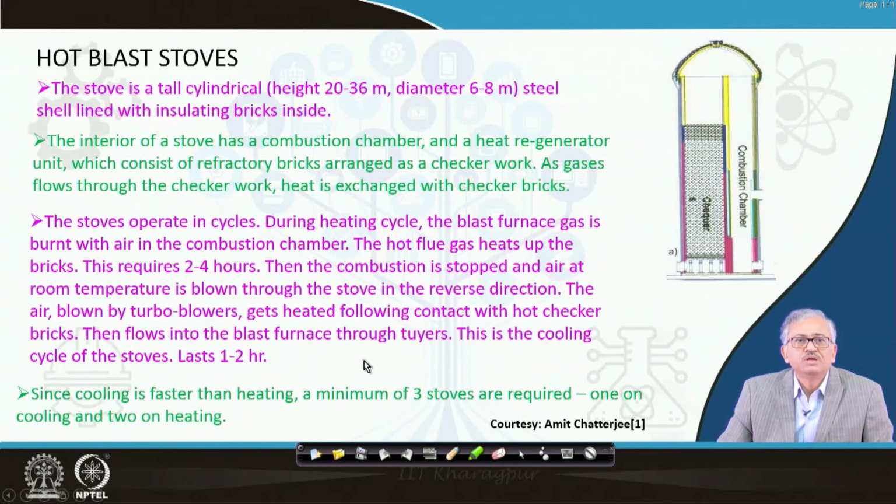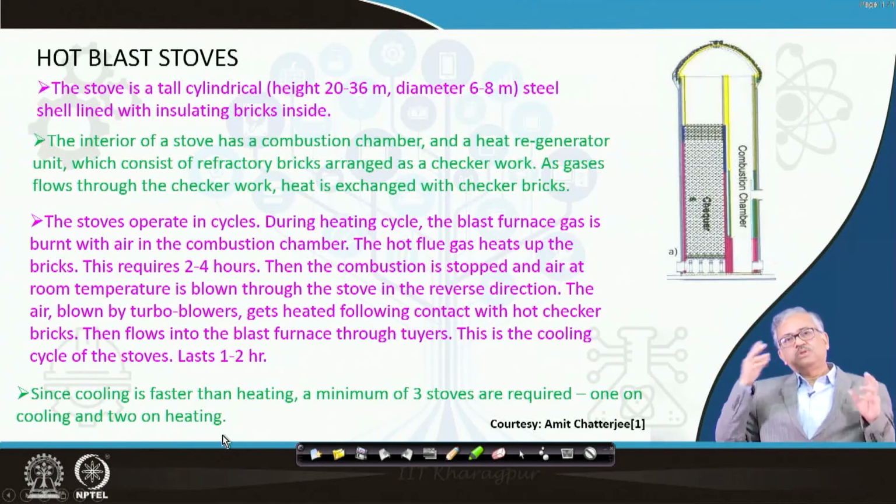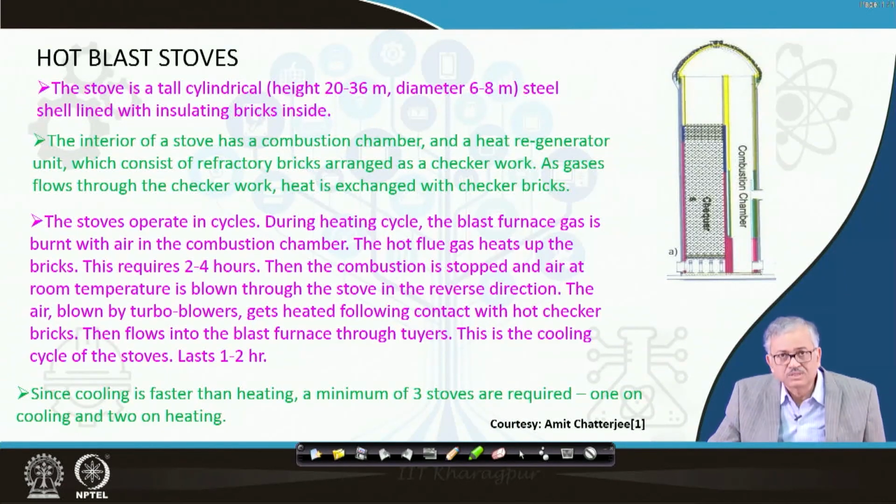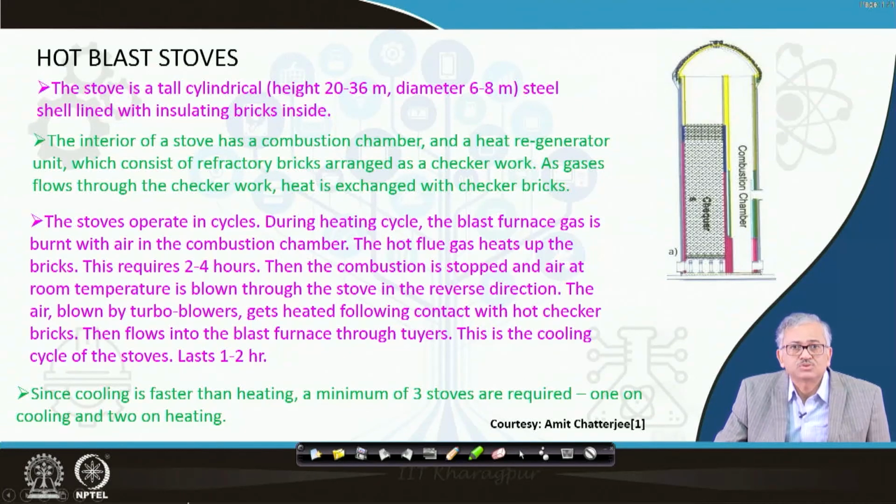Since the cooling of the checker bricks is faster than heating, a minimum of 3 stoves are required, 1 on cooling and 2 always on heating, because heating of the checker bricks requires more time compared to its cooling. It cools down very fast, but takes more time to heat up. So that's why 2 remain on heating, 1 on cooling. So this is about the hot blast stoves.